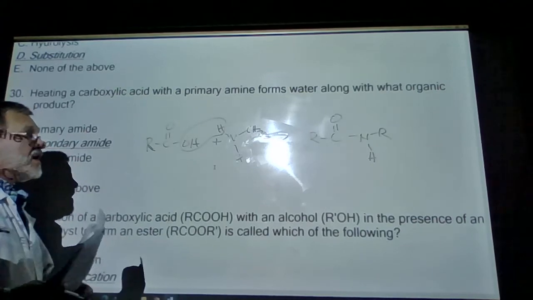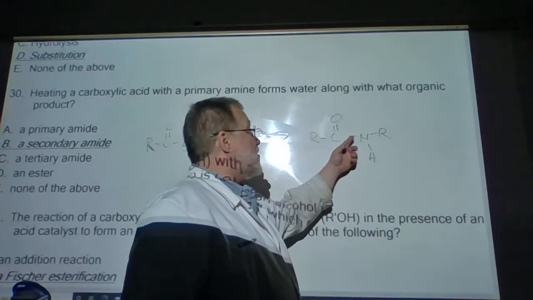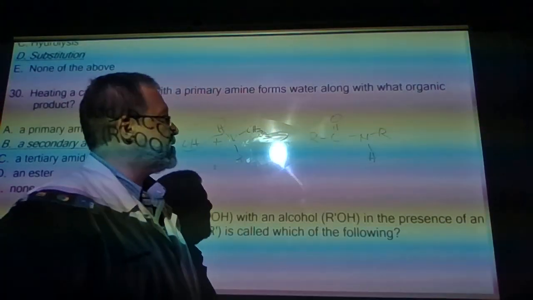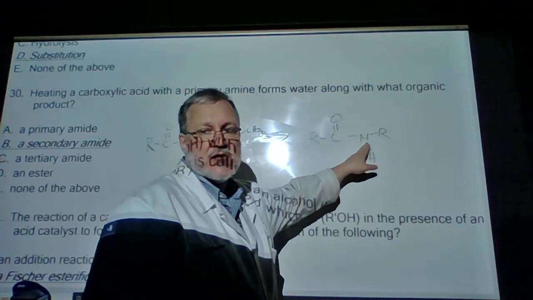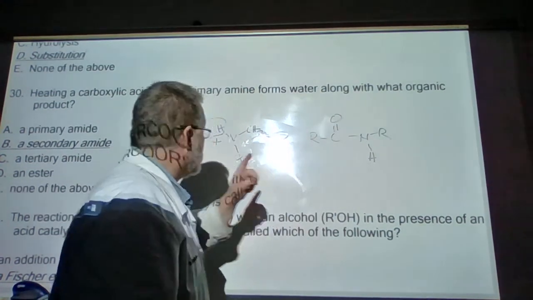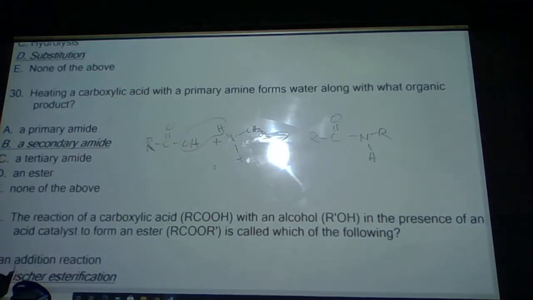This is now no longer an amine. This is a C double bond O, N, an amide. How many carbon-containing groups are bonded to the amide nitrogen? 2. So that makes this a secondary amide. Number 30 and number 32.